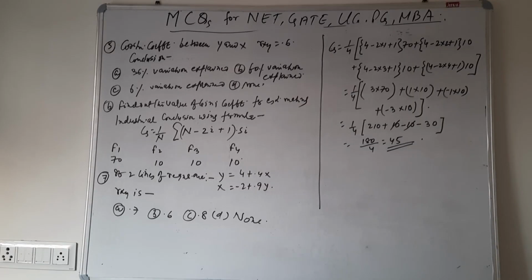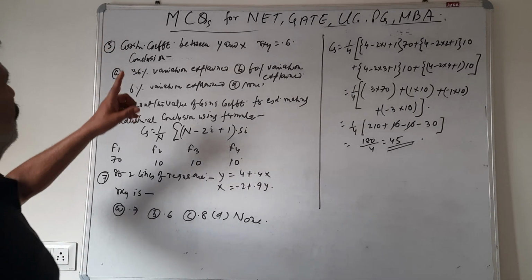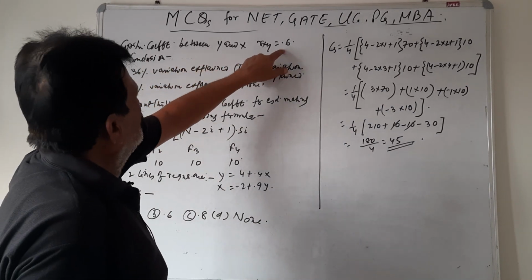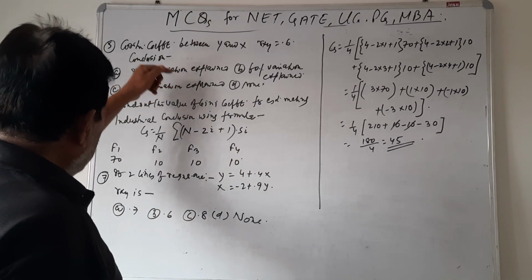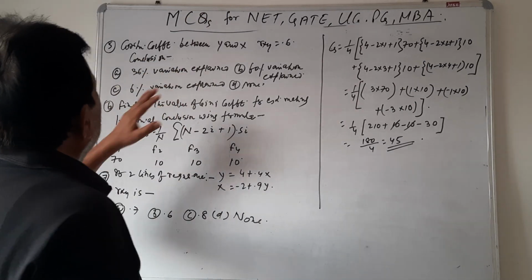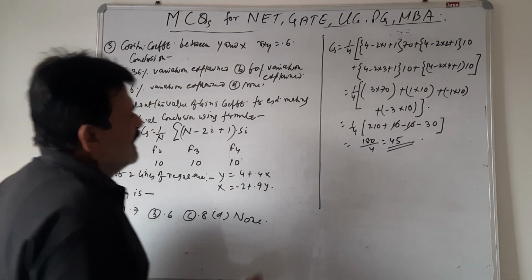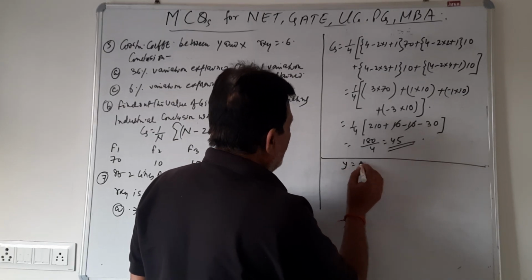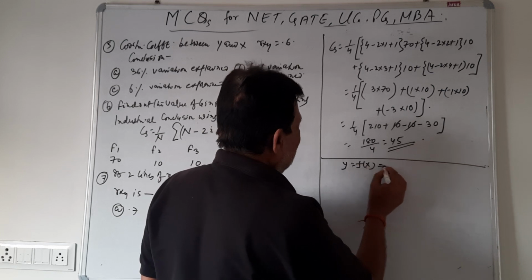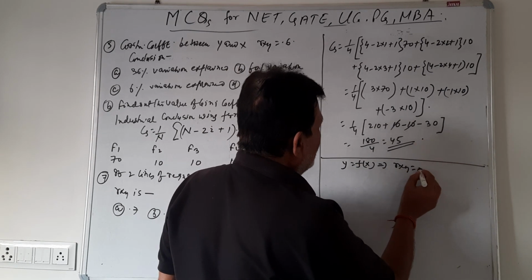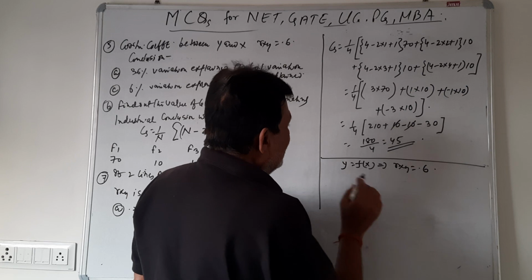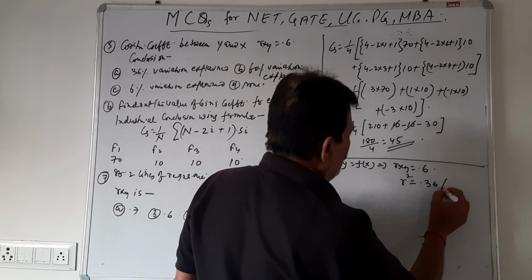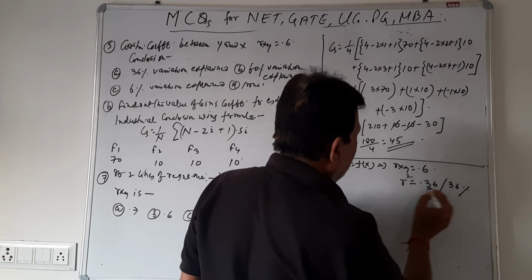Solving another sum. This is the fifth question. Correlation coefficient between y and x, Rxy, is 0.6. Then which of the following conclusions are true? In this context, if y is a function of x and Rxy is 0.6, then R square is 0.36 or 36%.